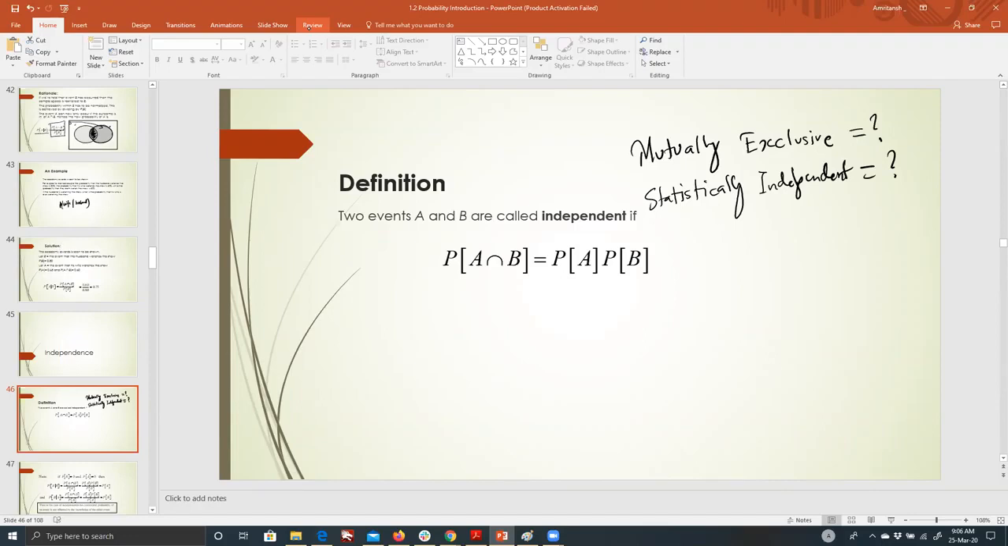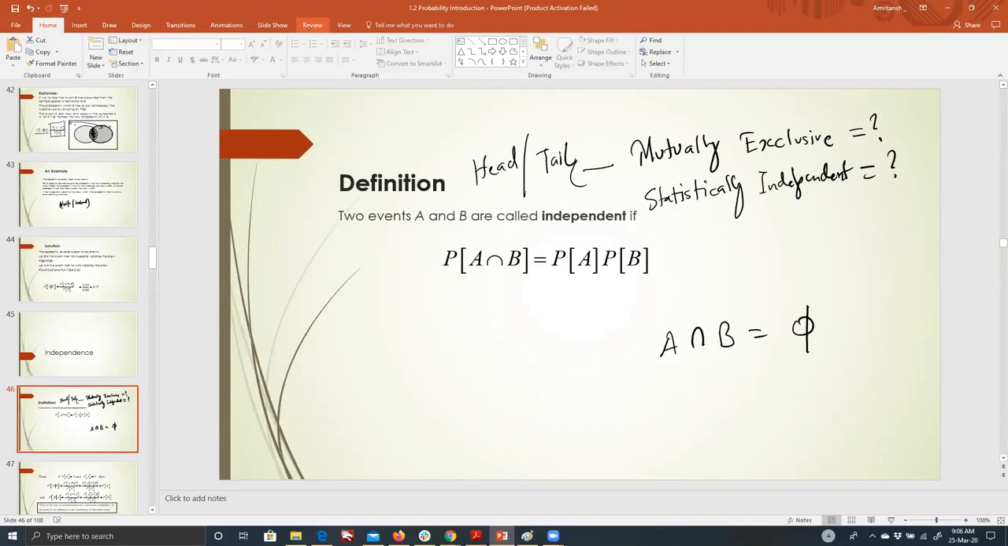What is a mutually exclusive event? I have told you already: the intersection is empty. Good. So basically, mutually exclusive means if you try to take the intersection, you get phi. Mutually exclusive is like getting heads or tails. If it is a single coin, either you will get a head or you will get a tail. They cannot occur at the same time.